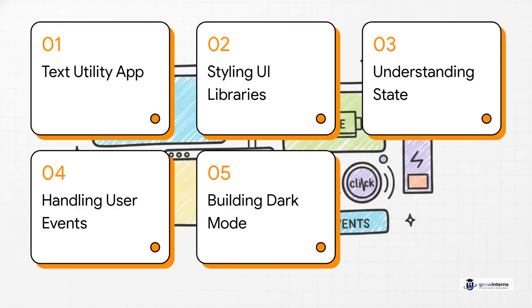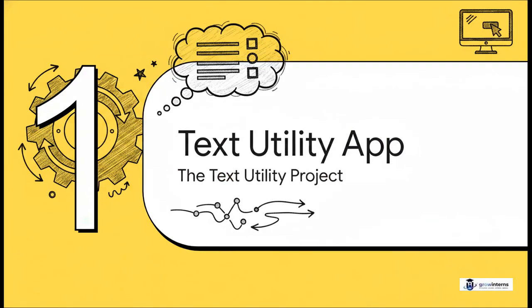So here is our game plan for this explainer. First, the text utility project. Second, styling with UI libraries. Third, understanding React state. Fourth, handling user events. And finally, building a dark mode. All right, kicking things off with Section 1, the text utility project.